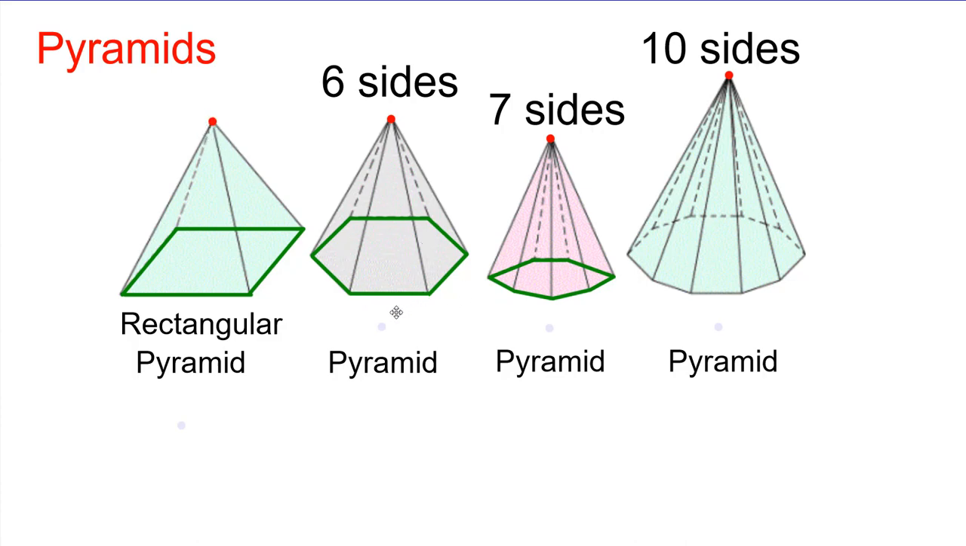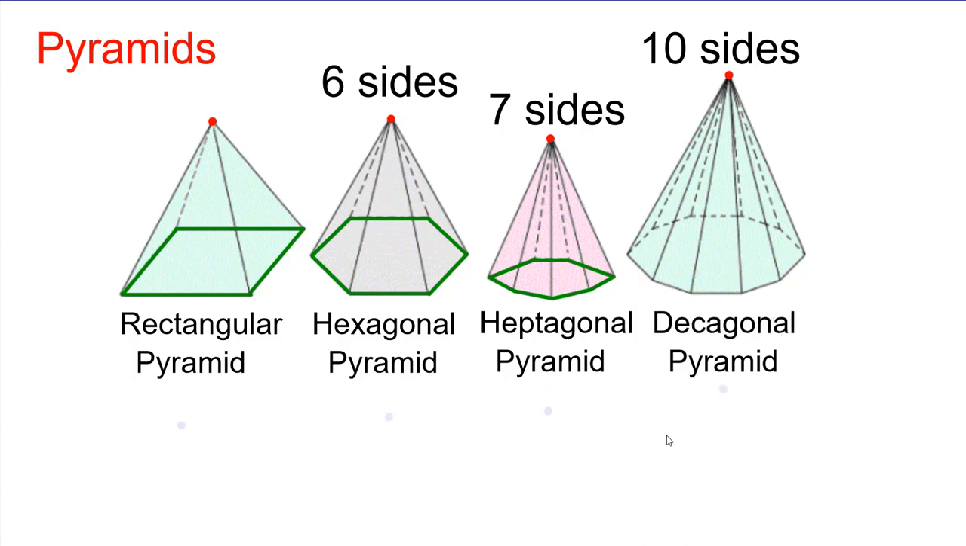Here we have 6 sides, so that would be called a hexagonal pyramid. 7, if you remember, there's 2 words for that, Greek and Latin. So Greek would be heptagon, and the Latin would be septagon, like where we get September. And then 10 is a decagonal pyramid.